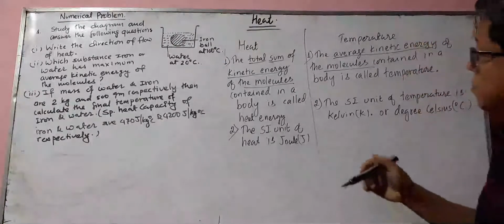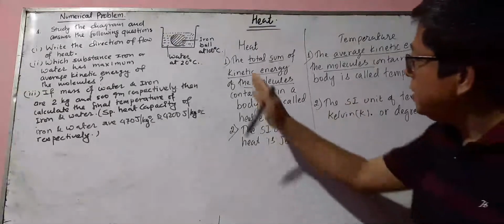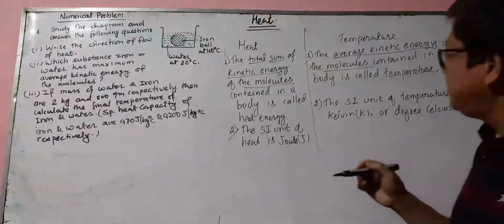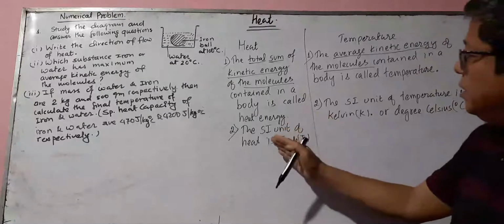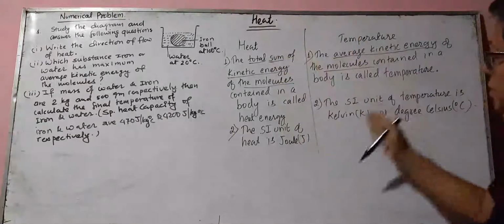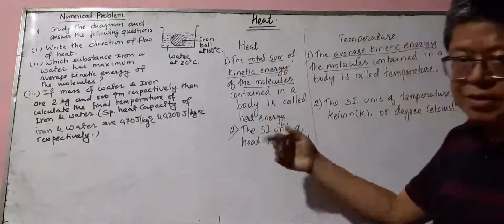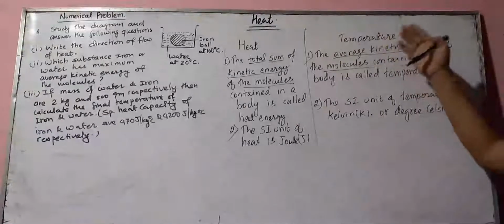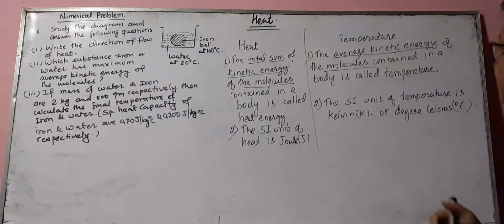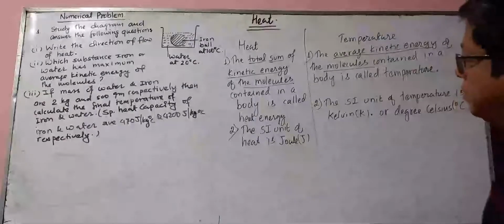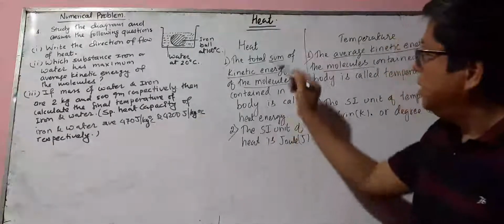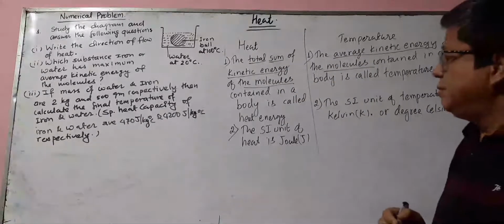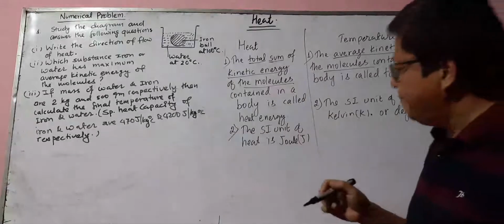Okay. So this is the main two difference between the heat and temperature. SI unit and definitions. So in other words, heat is a form of energy, and in other words, the temperature is the degree of hotness and coldness of a body. You can write that also. This definition is molecular definition of heat and temperature. Okay.